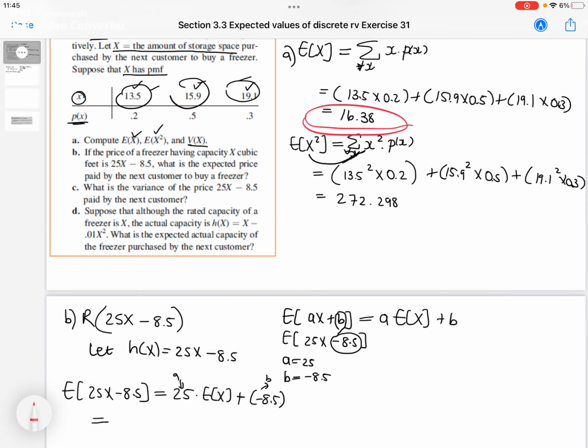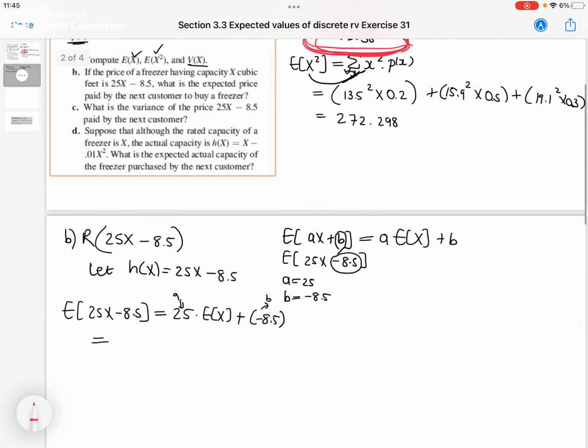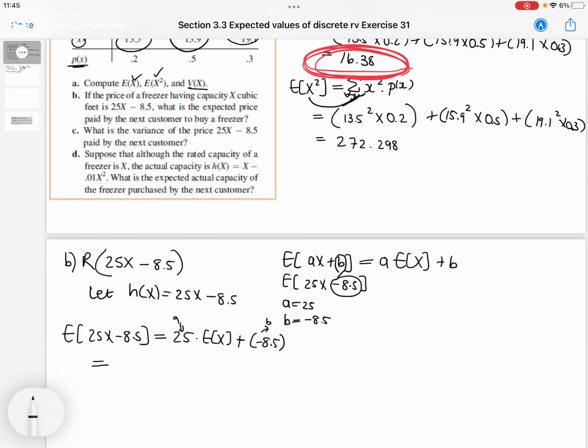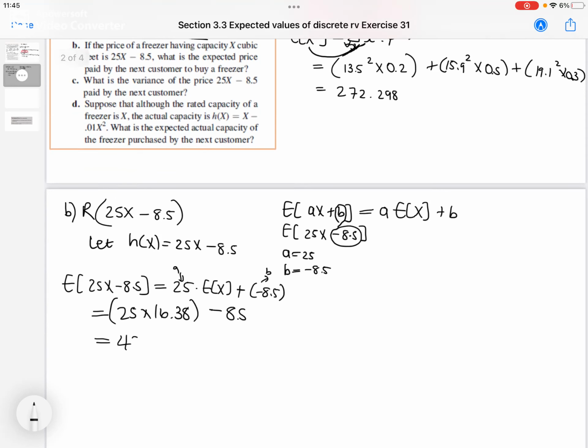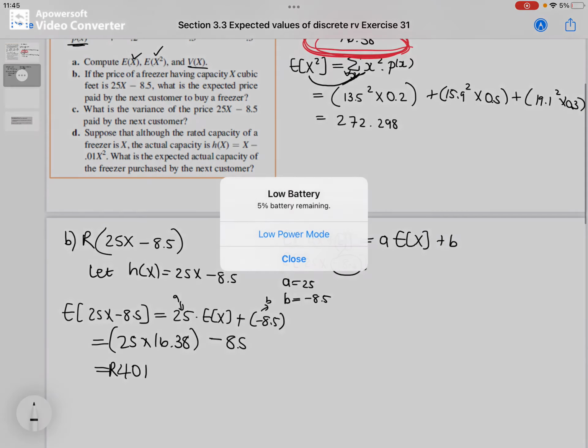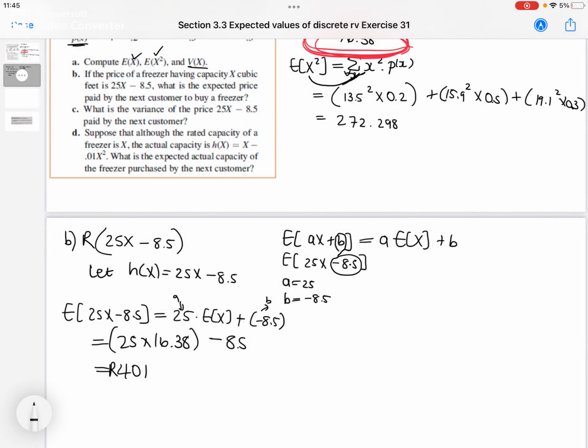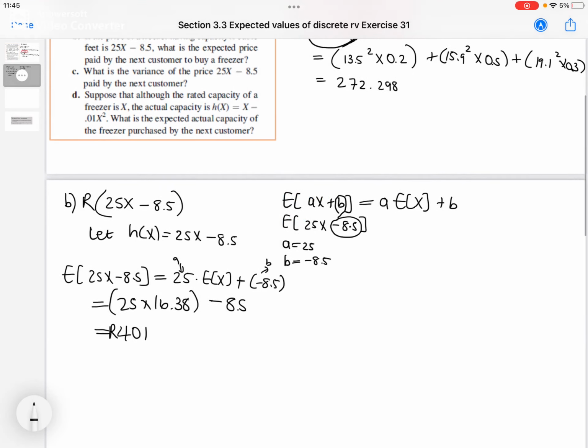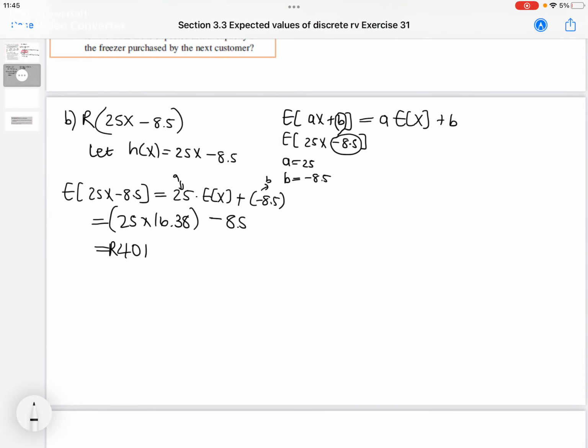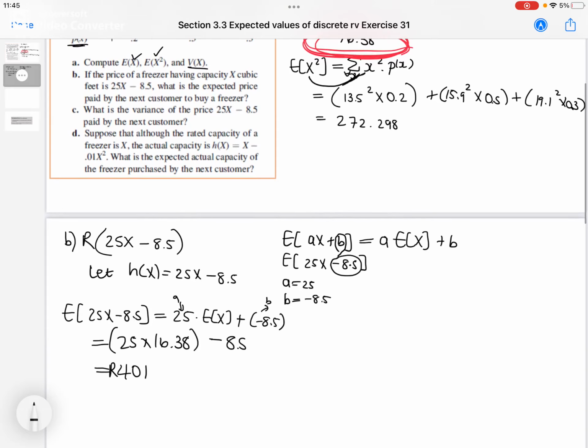But we calculated the expected value of x. Isn't that true? So we calculated it here. Okay, so now the expected value is equal to 25 times 16.38 minus 8.5. And that is equal to 401 rands. Okay, so it's about 401 rands. The average price for this freezer is about 401 rands.